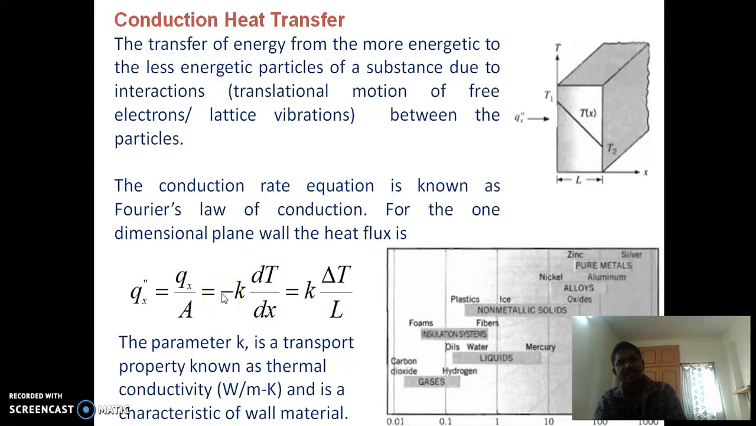Here minus sign, heat is transferred in the direction of lowering the temperature. The proportionality constant k is a transport property of a material. We call it as a thermal conductivity. Okay. Here we can observe the thermal conductivity values for gases, liquids and solids. Thermal conductivity value increases from gases to solids.